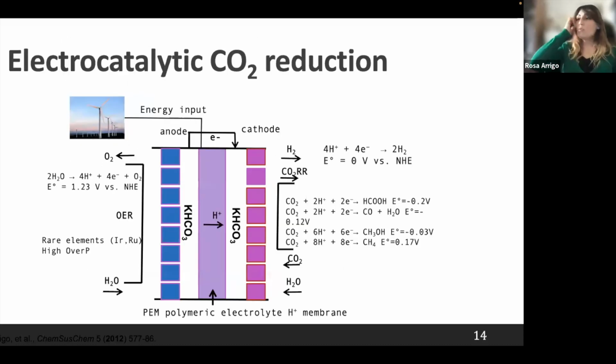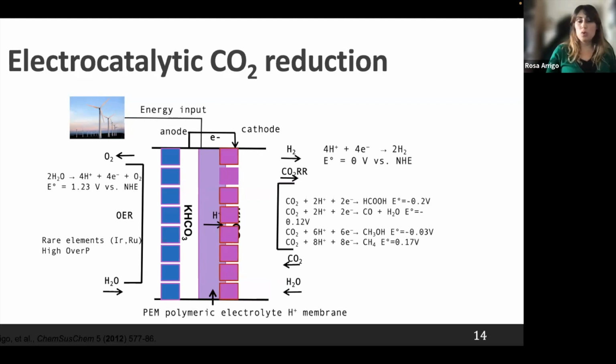The next example I would like to show you is on the electrocatalytic CO2 reduction, and now I think this is a very well-known topic and a very crowded area of research. It consists of the reduction of the CO2 at the cathode side of an electrochemical cell using protons and electrons produced at the anode side. Now the question is how we can make this reaction selective towards just one CO2 reduction product, and particularly suppressing the parasitic hydrogen evolution reaction from water.